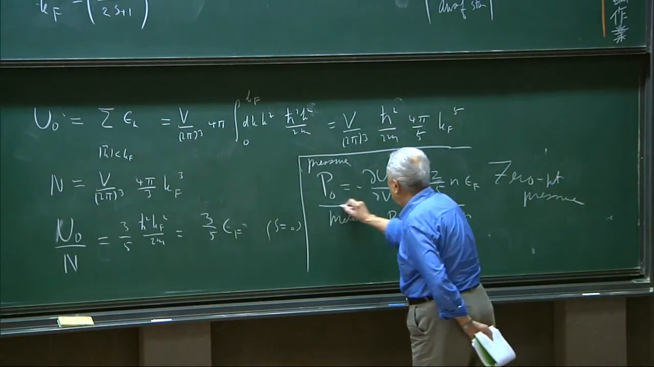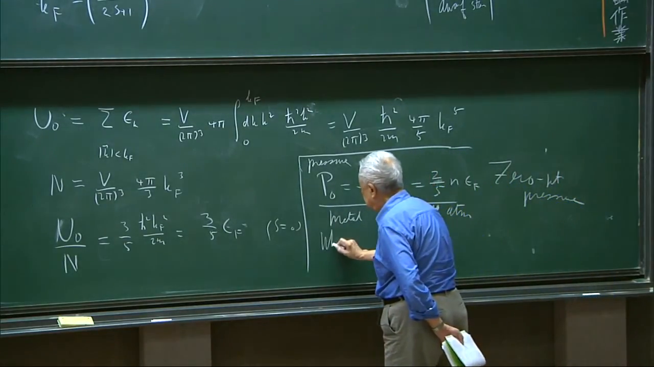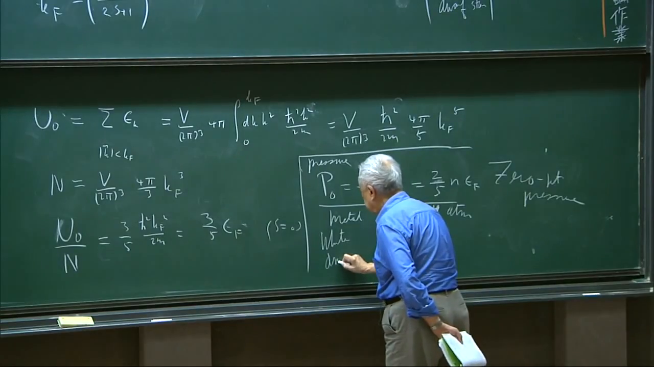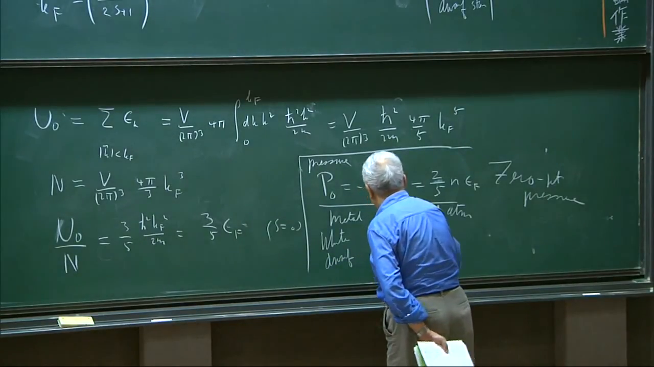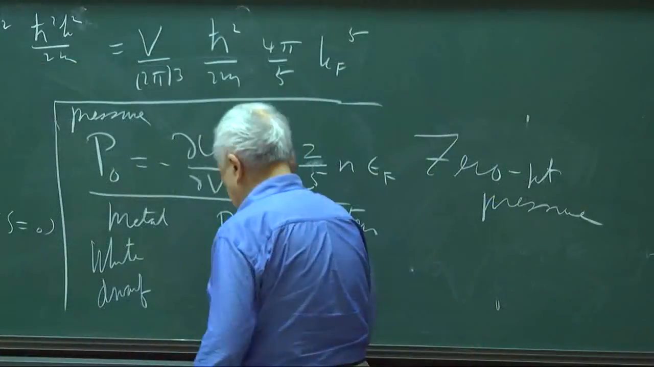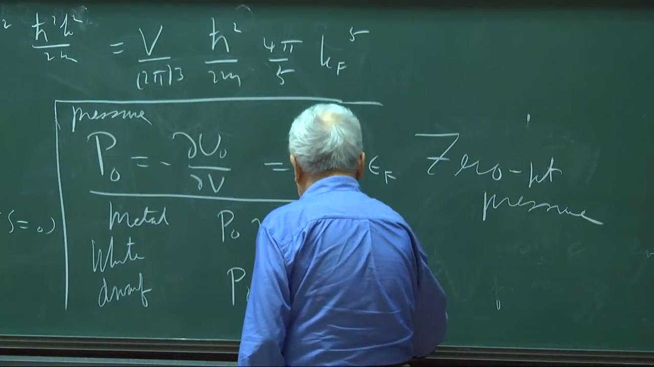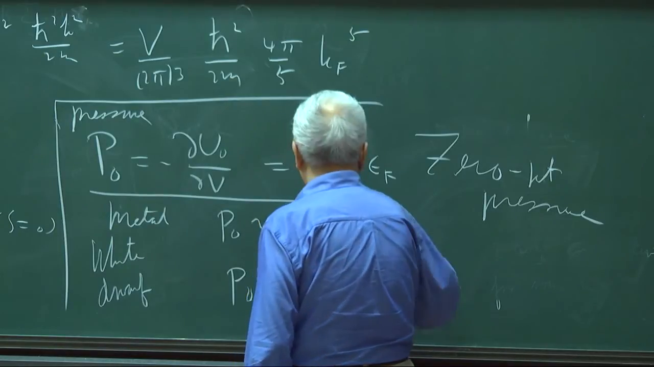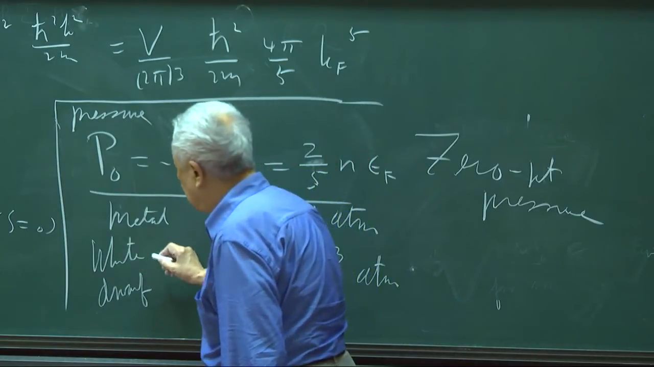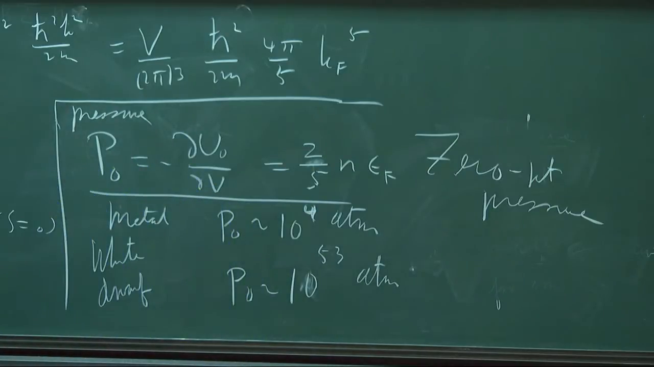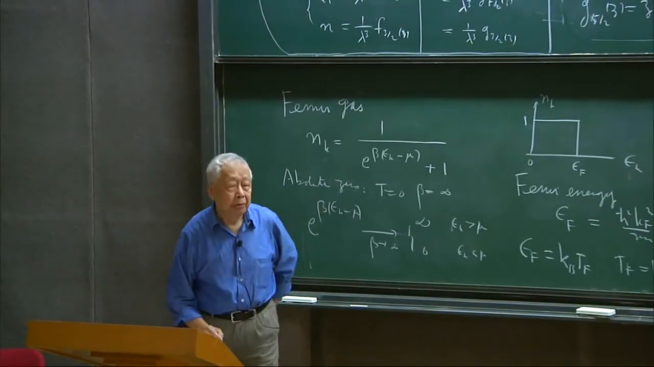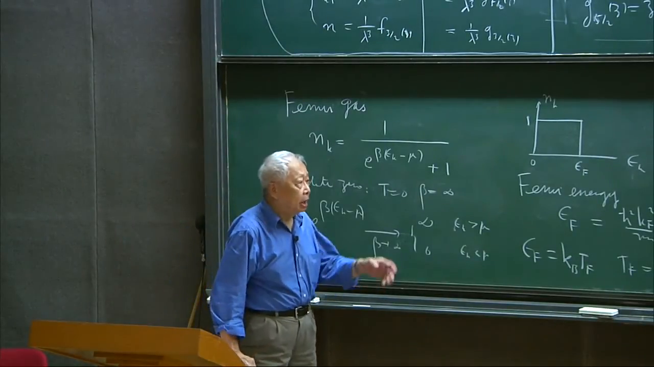But you take a white dwarf star, P0 becomes 10 to the 53 atmosphere. It's an enormous pressure. And in a white dwarf star, it is held up by gravity. And they fight against each other. And later we'll see that if the gravity is too high, the star collapses, the gravitational collapse. And what prevents collapse is this Fermi pressure.